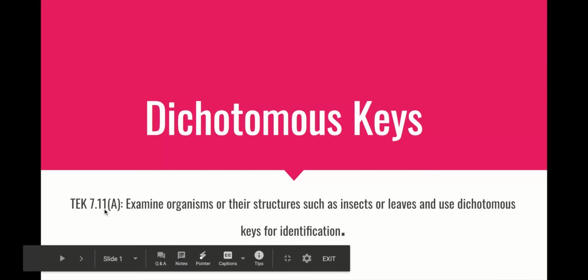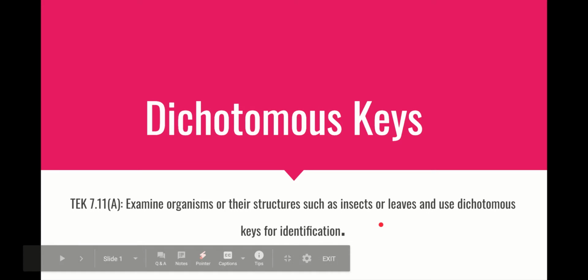Hello class, today we're going to learn about dichotomous keys. So your heading for your title in your journal is Dichotomous Keys. Your TEK is 7.11a: examine organisms or their structures, such as insects or leaves, and use dichotomous keys for identification.